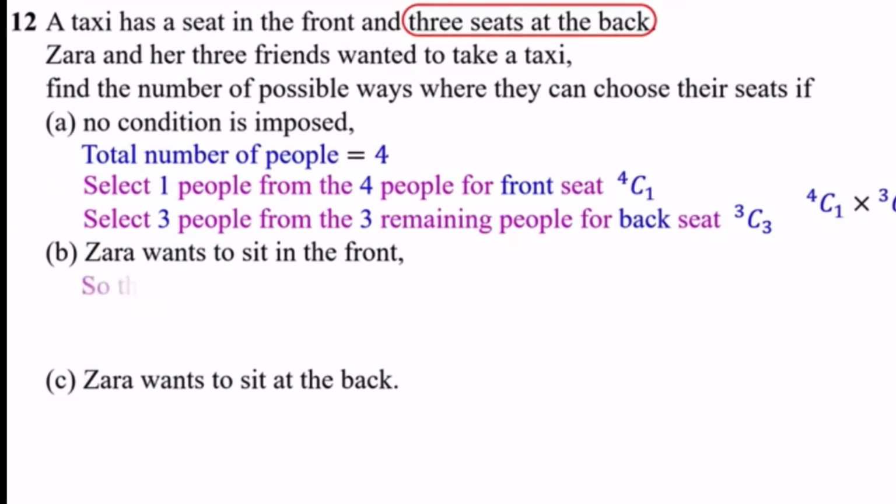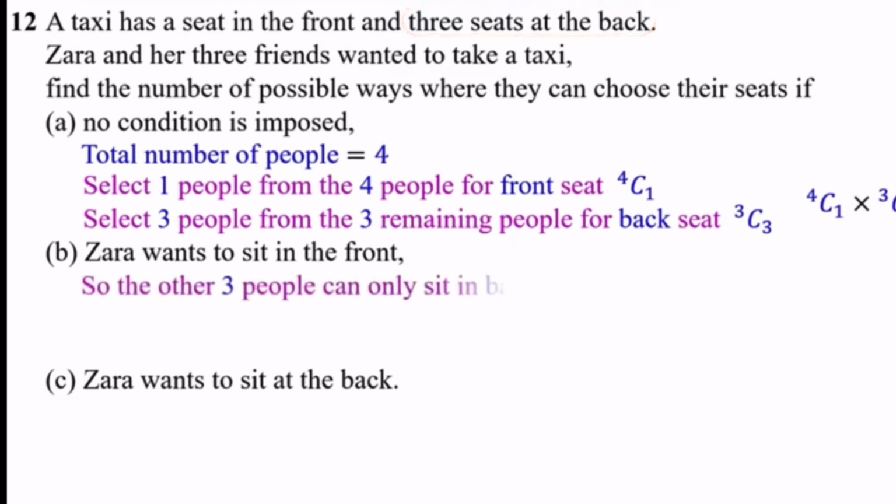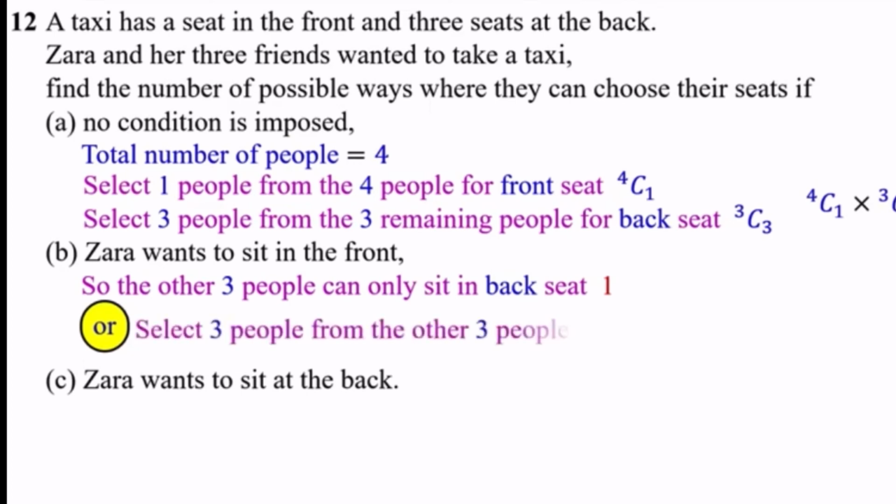So let's see B. If Zara wants to sit in the front, the other 3 people can only sit at the back seat. Since Zara offered herself to sit beside the driver, there is only 1 Zara. Of course, there is only 1 way. So the other 3 people sit at the back, so it's 3C3. So actually it's just 1C1 multiplied by 3C3. So the answer is just 1 way.